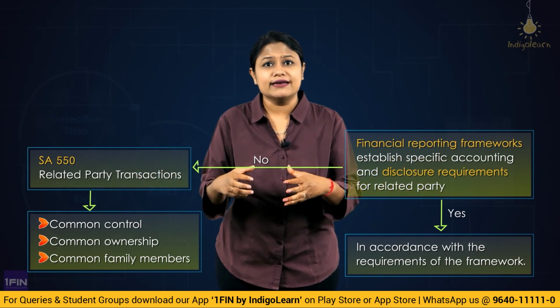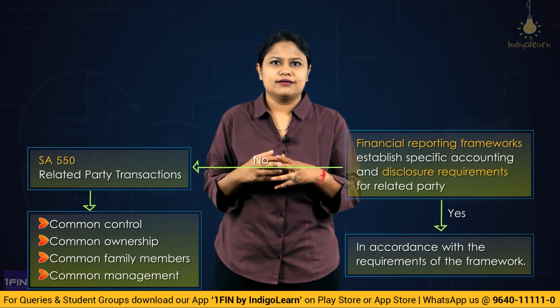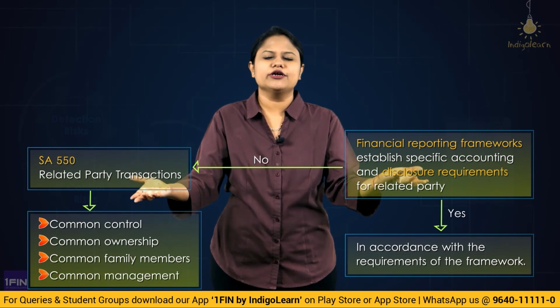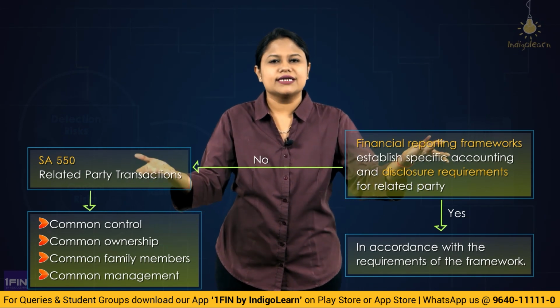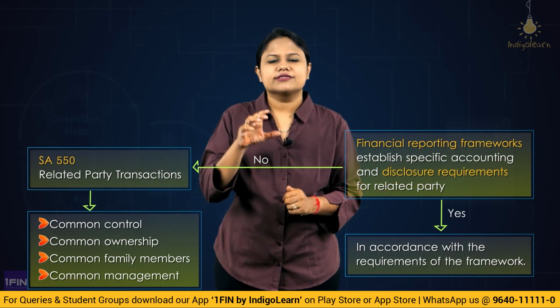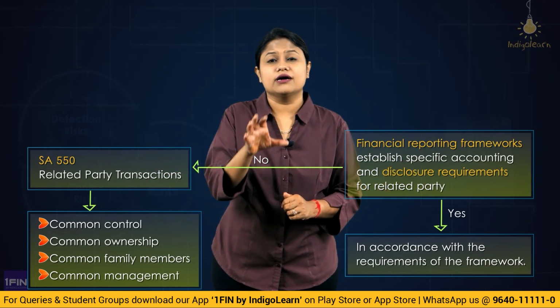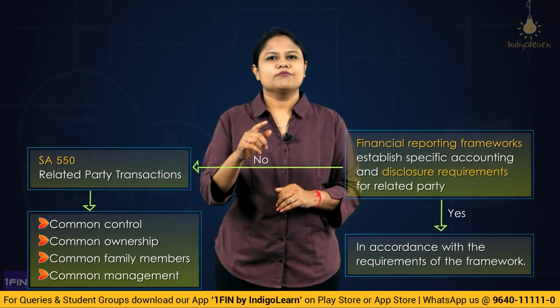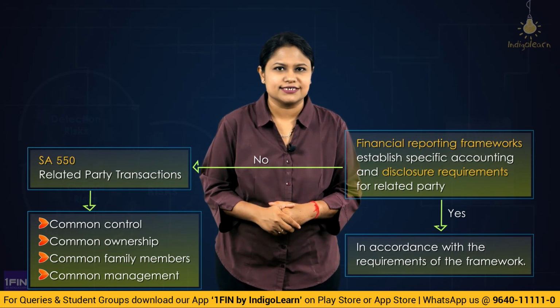Then, similarly, a key managerial personnel like a director. He is a director in this company also and that company also. We call it to be what? Related party. Correct? So this is the understanding of the term related party given by SA 550. Okay? But a very interesting thing also discussed here is about an exception.